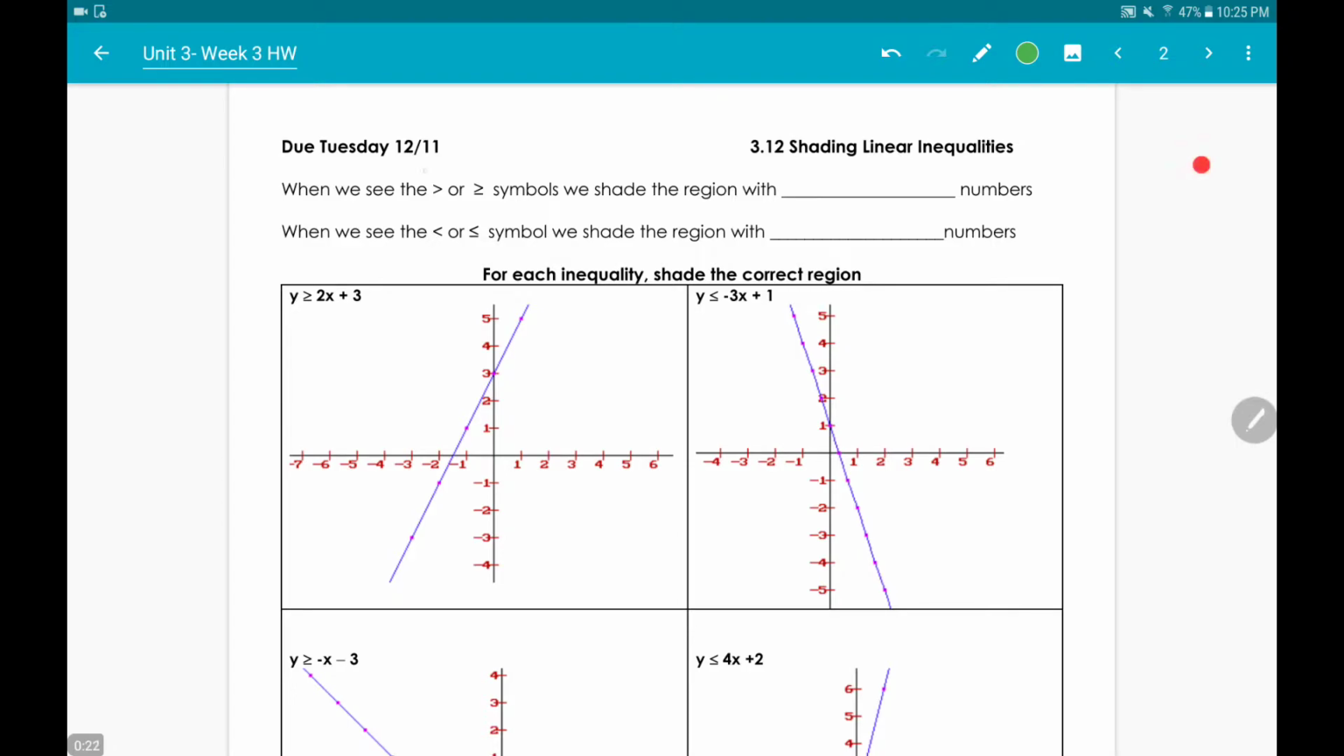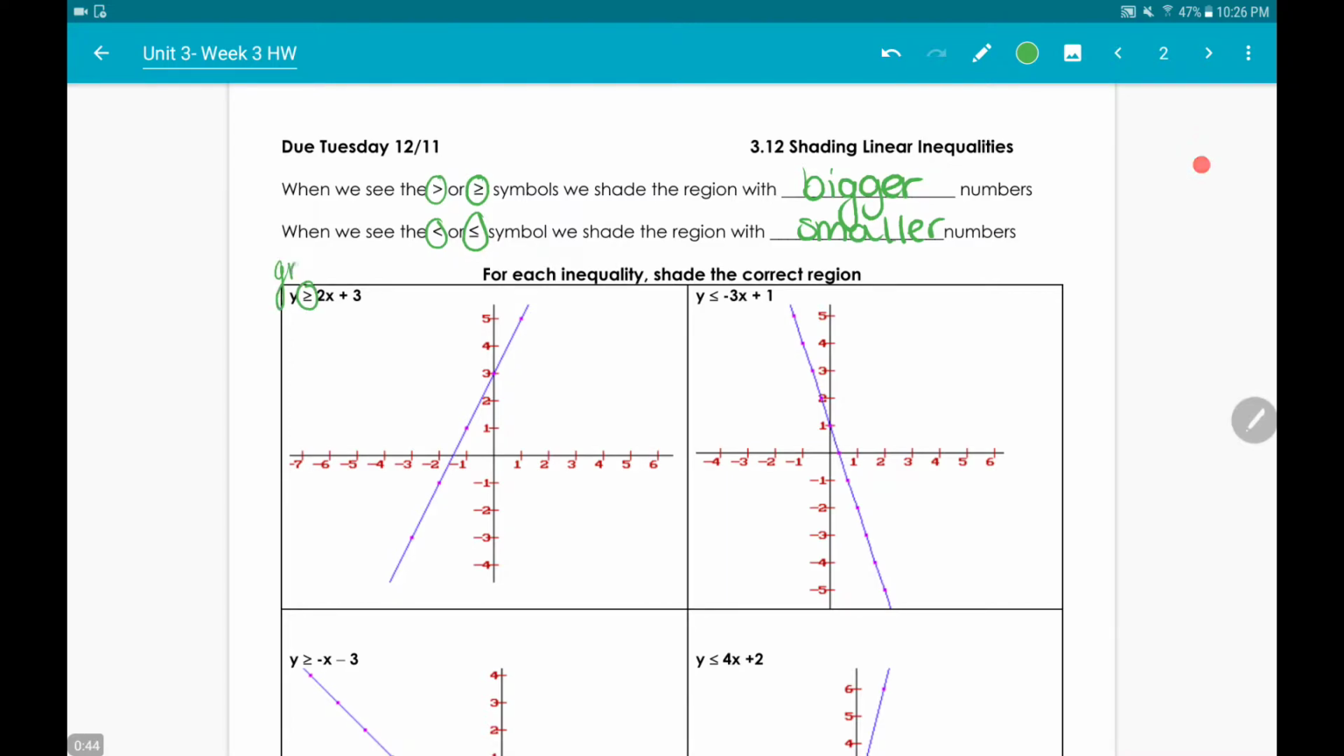So our rules stay the same, so let's recap them from class. When we see the greater than or greater than or equal to symbols, we shade the region with bigger numbers. And when we see the less than or less than or equal to symbol, we shade the region with smaller numbers. So let's go ahead and label our symbols.